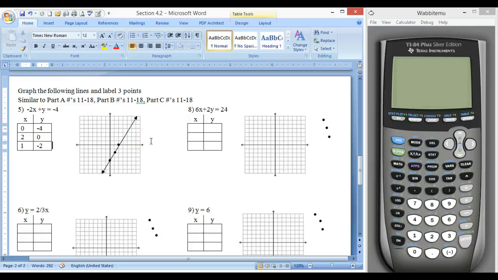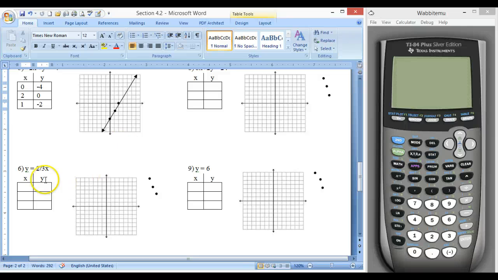Let's try our next one. Number 6 will come down here. Y equals positive 2/3 x. So I need to pick my 3 points. Again, I'm going to pick my favorites, the x and y intercepts, which are 0, and then something easy, I'll put in a 1 for x. So I put in a 0 for x here, and I'm just going to show that right here.